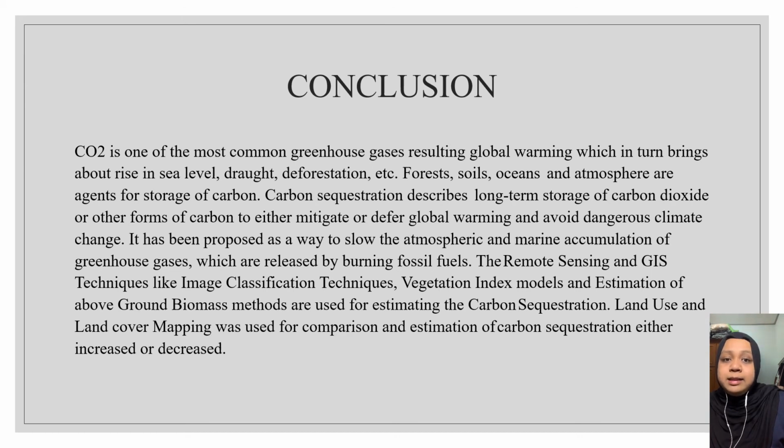It has been proposed as a way to slow the atmospheric and marine accumulation of greenhouse gases, which are released by burning fossil fuels. The remote sensing and GIS techniques like image classification technique, vegetation index model, and estimation of above ground biomass method are used for estimating the carbon sequestration. Land use and land cover mapping was used for comparison and estimation of carbon sequestration, either increase or decrease.